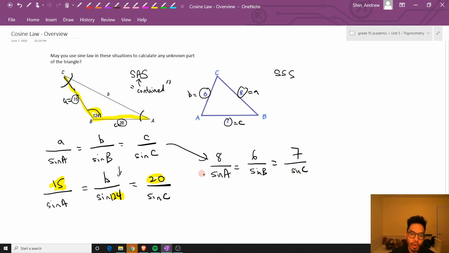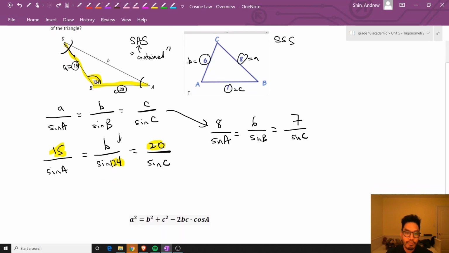And again, no matter which two I combine, if I combine these two expressions, I'm going to have two unknowns. Or if I combine these two, again, two unknowns. Or if I combine the last two, I'm still going to have two unknowns, A and C. No matter which two I choose, I'm going to have two unknowns. I can't solve. This is another situation. Side, side, side. If you're given three sides, you cannot use sine law. And coincidentally, in both these two situations, side angle side and side side side, this is when you use something called cosine law. And what is the cosine law?